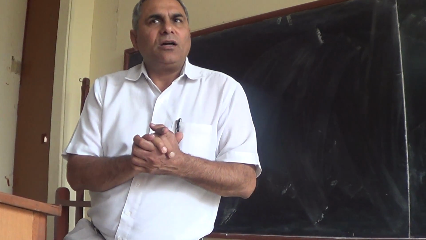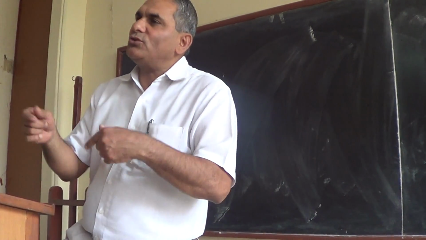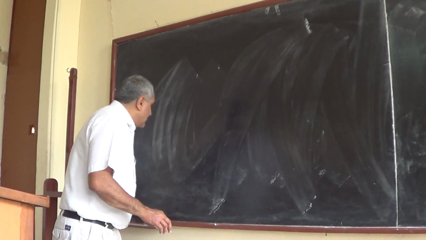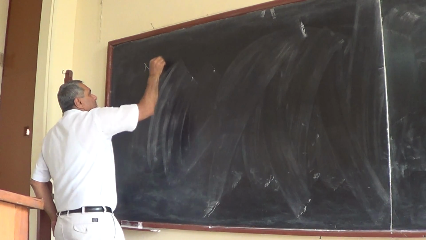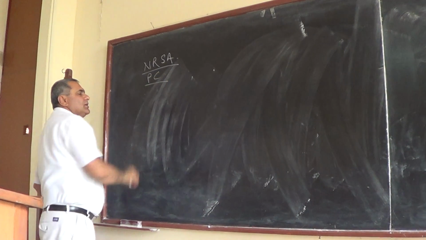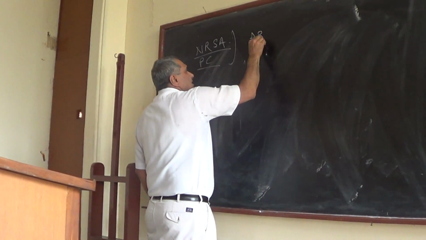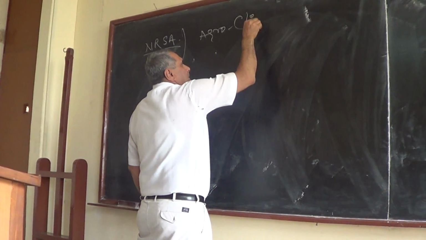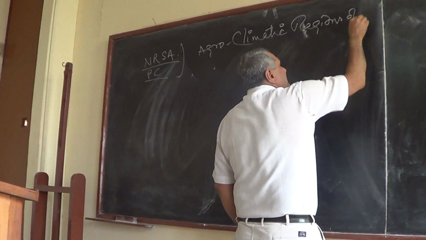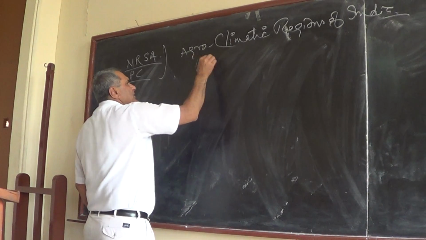Culture of India, I wanted to give a list of agro-climatic regions of the country, so it will be easy for you to understand the agriculture system of India. So basically NRSA, National Remote Sensing Agency, with the Planning Commission of India, prepared the agro-climatic regions of India. So it divided the 15 regions.